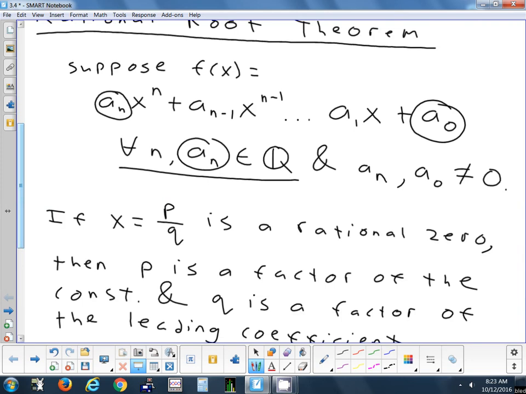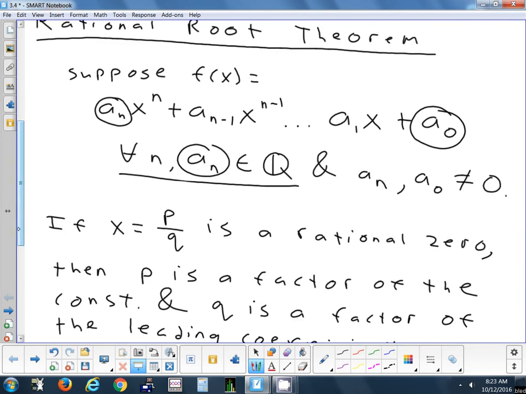So what's kind of interesting about the rational root theorem is the only two numbers in this entire polynomial that affect the rational roots are the leading coefficient, the first number, and the last number. You can change anything you want in the middle and it would have no effect on the rational roots.